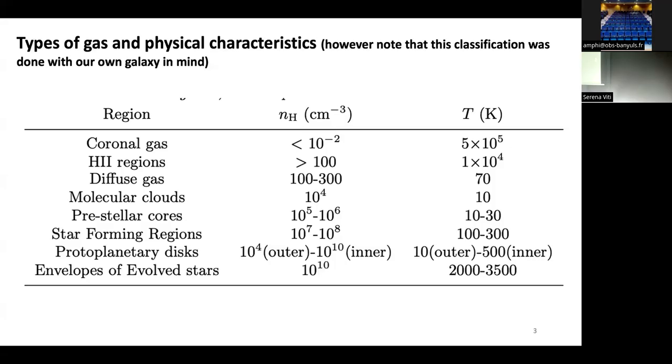And I want you to just keep in mind orders of magnitude, the type of densities and temperatures that we'll be dealing with, okay? So this is what we would call dense, 10 to the 5, 10 to the 6 per centimeter cube, and relatively cool, so between 10 and 300 Kelvin. Those are the main regions that we're going to concentrate on.